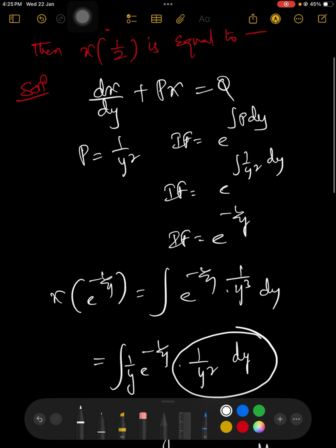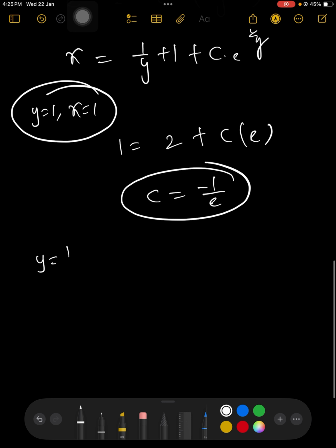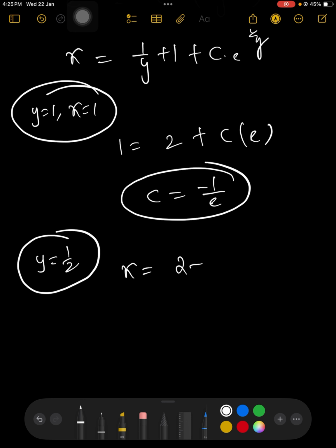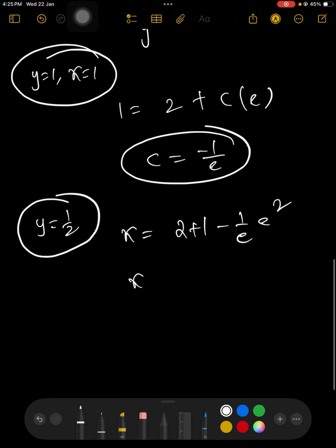Then what we want, finally, x of 1 by 2, so that y equal to 1 by 2. Then in case of y equal to 1 by 2, then x equals 2 plus 1 minus 1 by e square, so that x equal to 3 minus e.